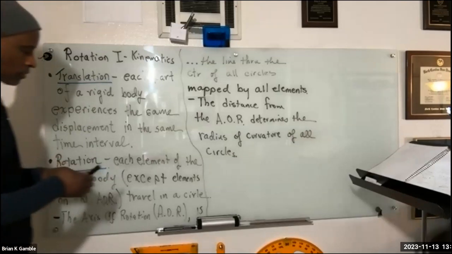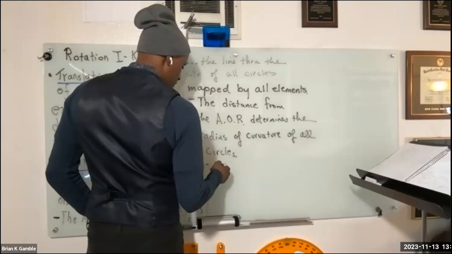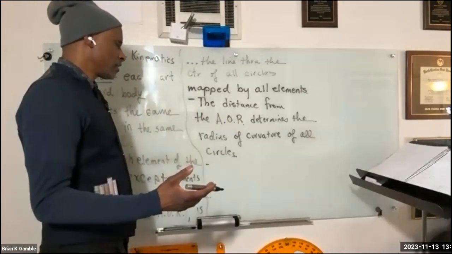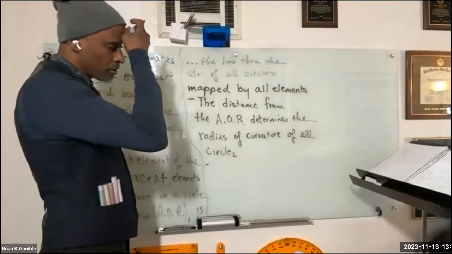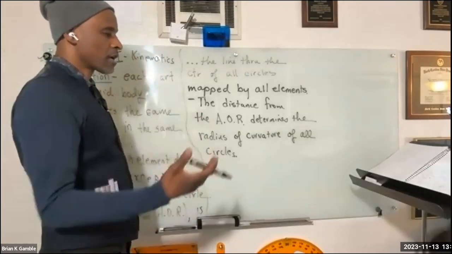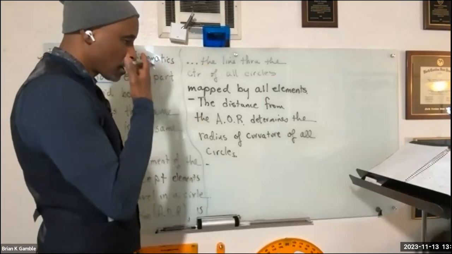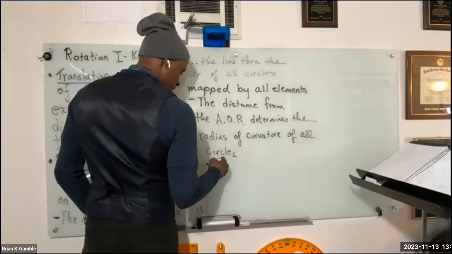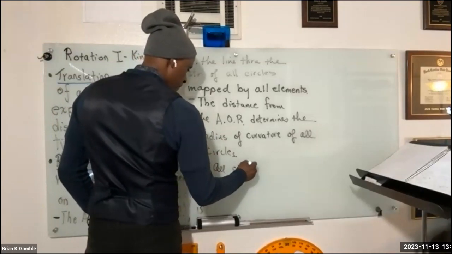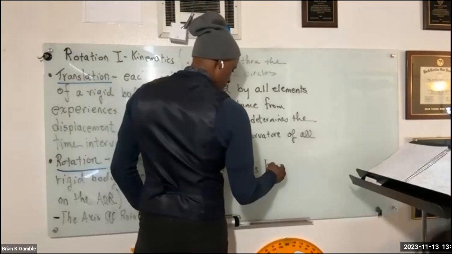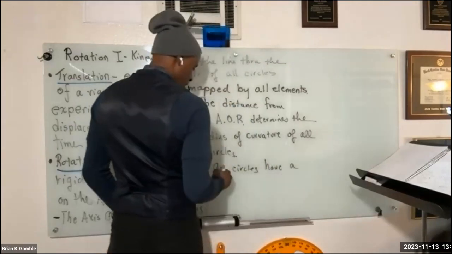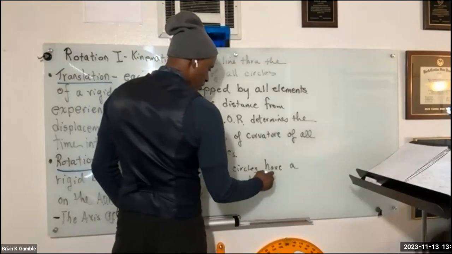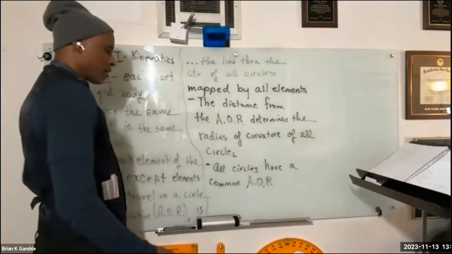Maybe we should write that too. Oh, geocentric. Maybe that's not right. All circles are centered. All circles have a common center. All circles have a common axis of rotation. Put it that way. That's what I want to say. So scratch that statement about being geocentric.